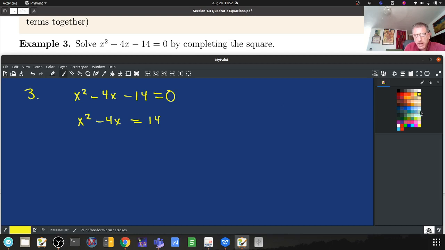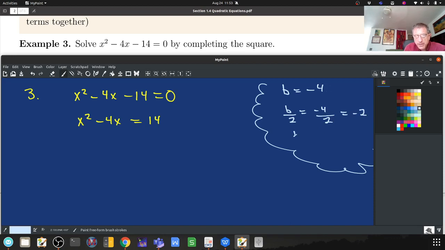Over here, what I normally do is make some little notes. I know that my b term is just minus 4. There is no x there. My b halves is minus 4 divided by 2, which is equal to minus 2. And then finally, my b halves value squared is equal to minus 2 squared, which is equal to 4.